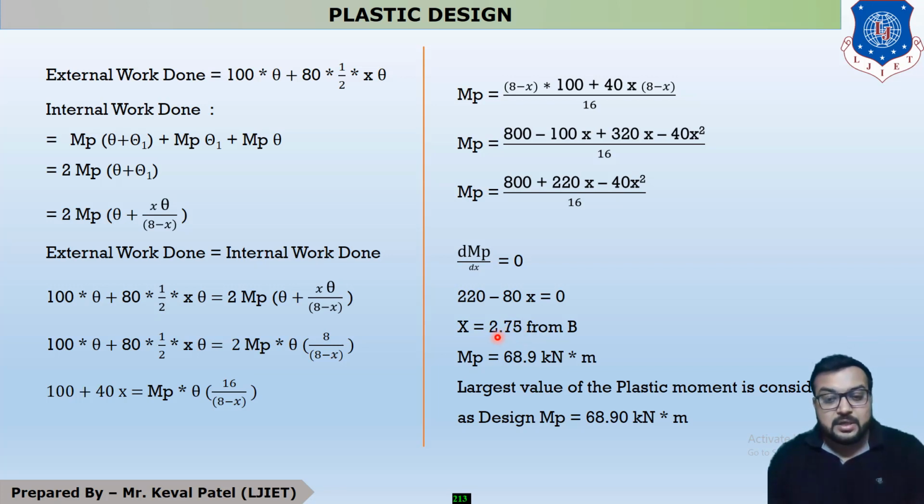Now if we put this value of x in this equation, we get our answer of MP equal to 68.9 kilonewton into meter. And you all know that the largest value of MP is considered as your design plastic moment, so it is 68.90 kilonewton into meter.